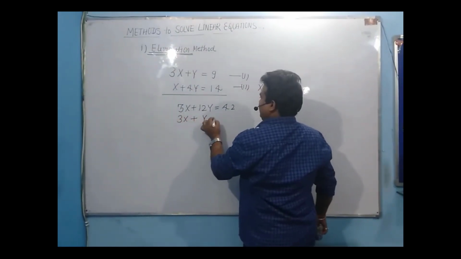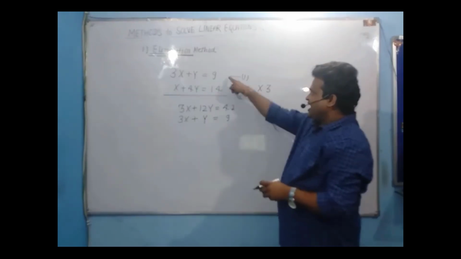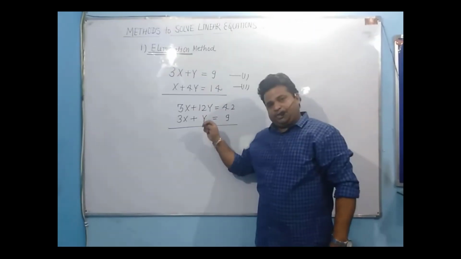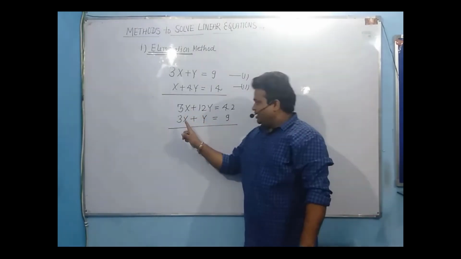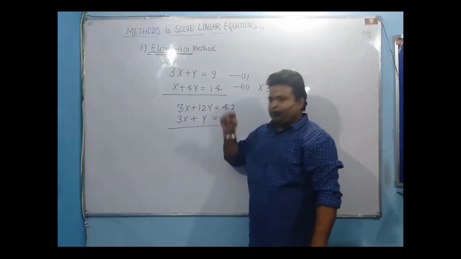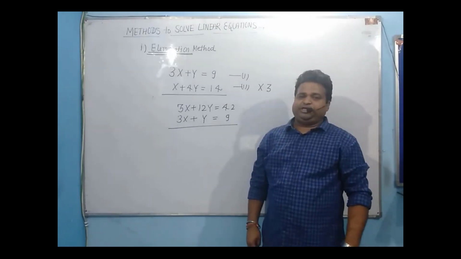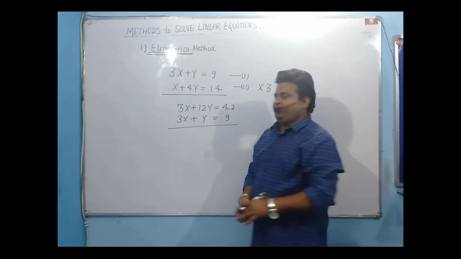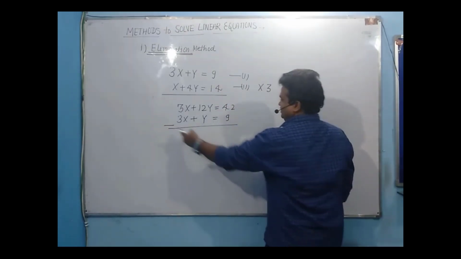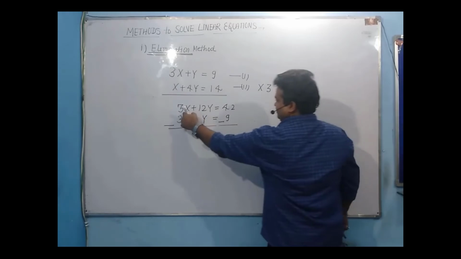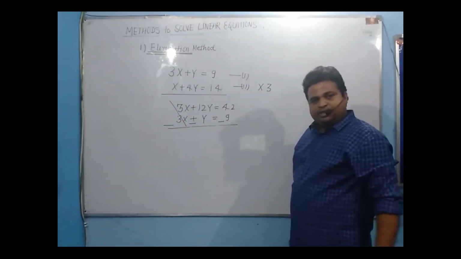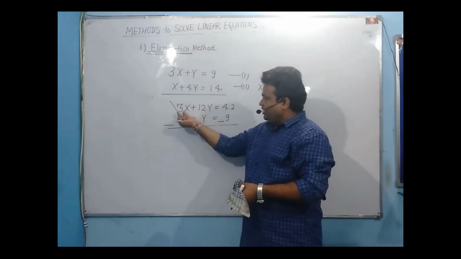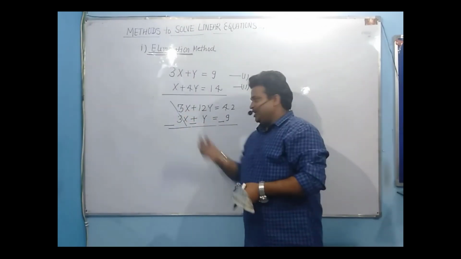And the first equation is 3x plus y equal to 9. I am rewriting equation number 1. So now both equations have the similar coefficient of x variable, 3. Now you can easily subtract. Now if I am subtracting, this is minus, minus and minus. So 3x minus 3x is gone. Eliminate this x variable by equating the coefficient of the x variable.